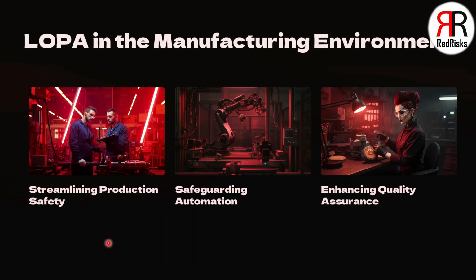LOPA in the manufacturing environment, well, let's look at this in a bit more detail. LOPA helps manufacturers identify potential hazards and implement effective safeguards to protect workers and optimize production processes. In highly automated manufacturing settings, LOPA ensures reliable IPLs are in place to mitigate risks from machinery and equipment. And again, LOPA integrates with quality management systems to identify critical safety control points and also verify the effectiveness of any protective measures.